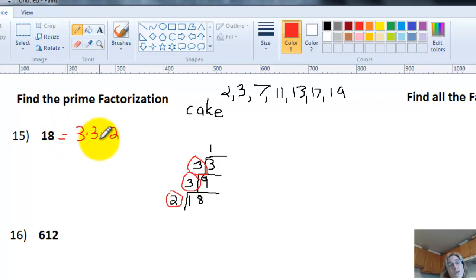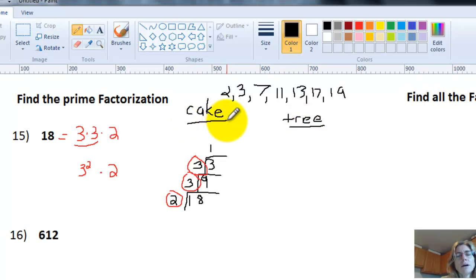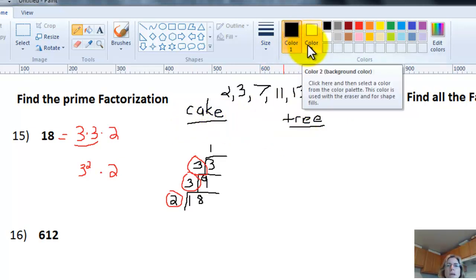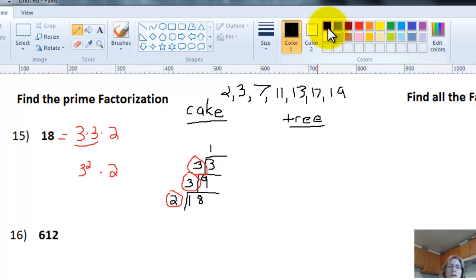This in exponent form, and when they were talking about that, what that means is because 3 times 3 is 3 squared, then you have 3 squared times 2, and that's putting it in exponent format. Now if we look at another method called the tree method, instead of dividing, it's still you thinking through the problem using division, but you're also going to be thinking about multiplication. But it's essentially very similar to the cake method.